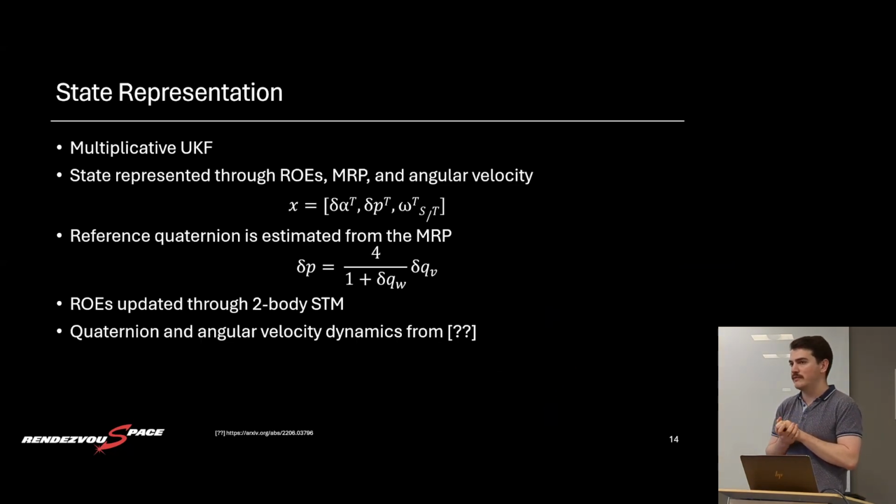We're using a multiplicative UKF to handle the constraint on the quaternion. The state is represented through relative orbit elements, the modified Rodrigues parameters, which are estimated using the error quaternion, and the angular velocity. The multiplicative UKF works by maintaining a reference quaternion, and that's how we do the attitude estimation.